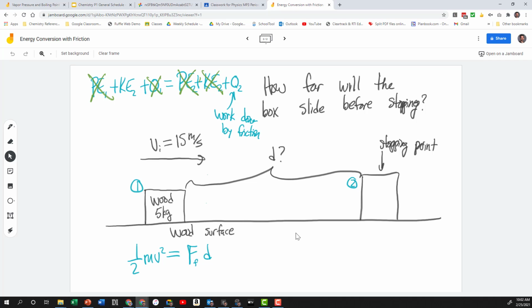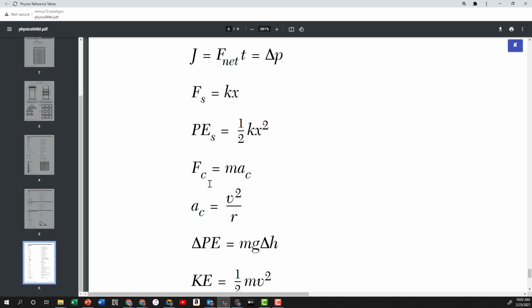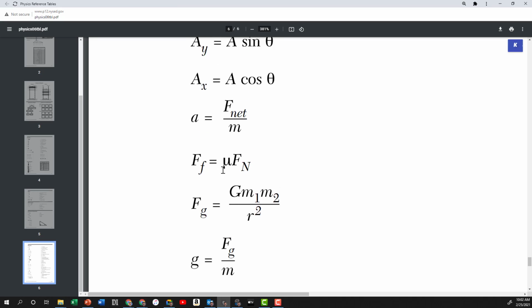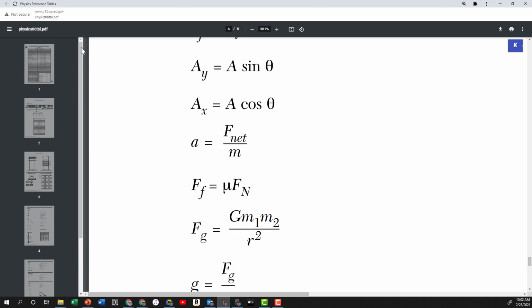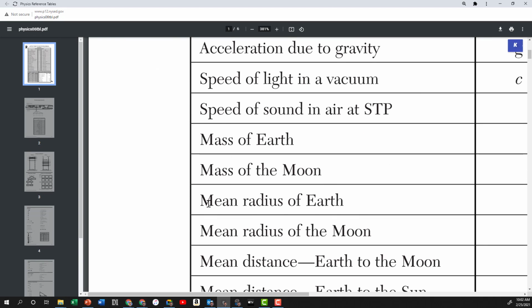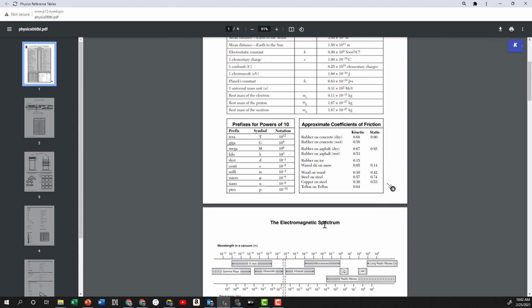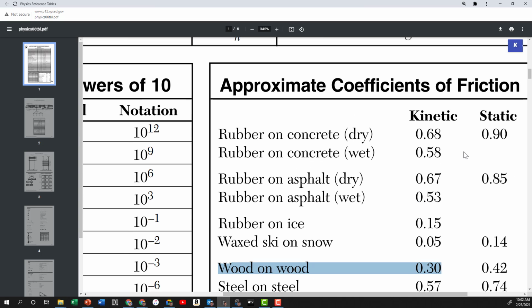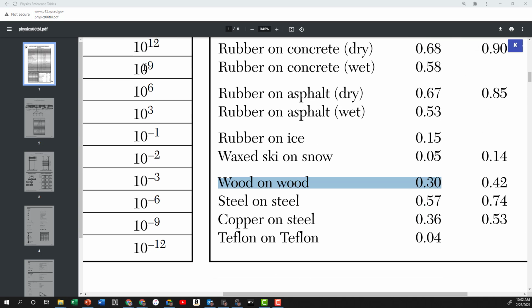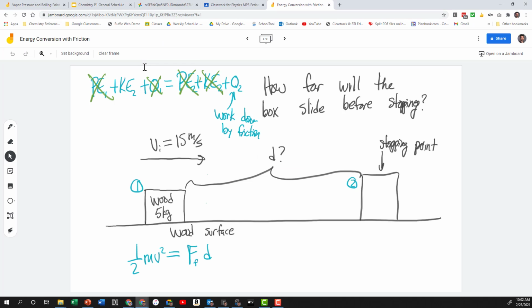How do we find the frictional force? We use our friction equation off the reference tables right here. And we have our normal force, and we multiply it by our coefficient of friction, which is wood on wood, and it's kinetic friction because it's moving. Okay, so let's go and do that. So this is going to be equal to Fn times the coefficient of friction times D. And we'll put our numbers in there now.